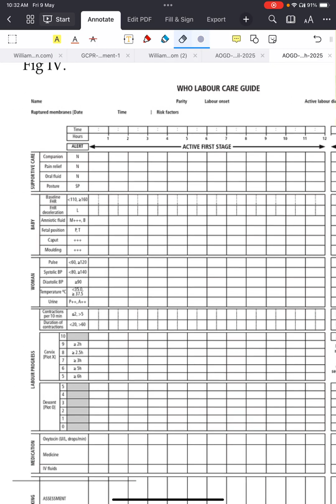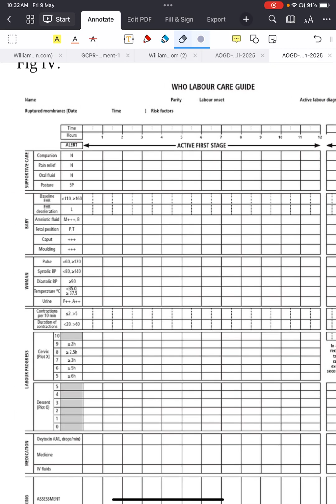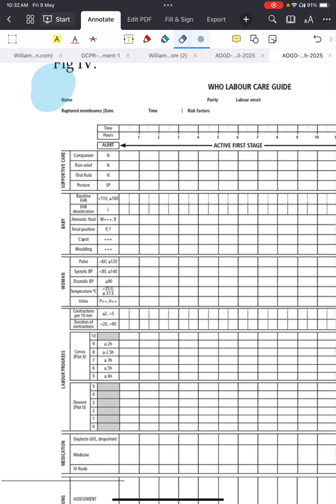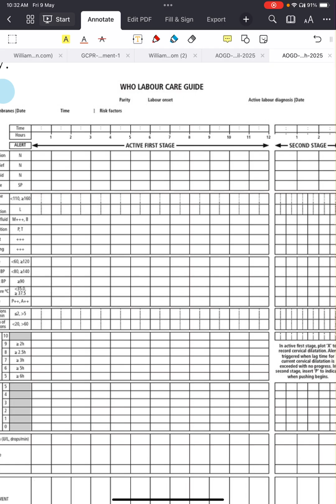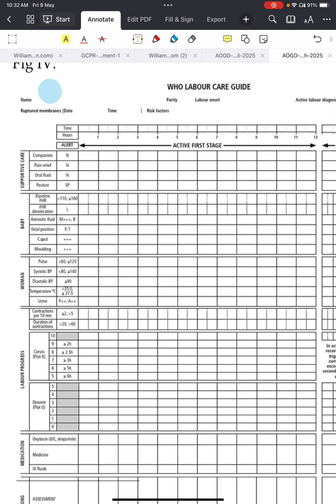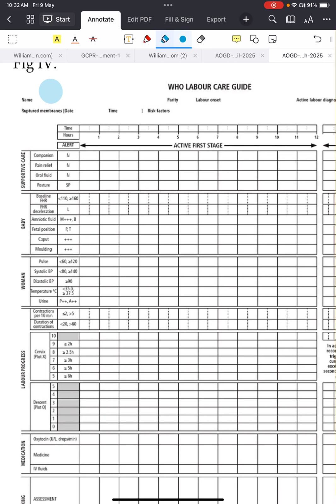If we see, first there are 7 sections. So this is the first section. You have name, parity, labor onset, active labor diagnosis and date, rupture of membrane, and any risk factors should be written. Next you have supportive care: companion, pain relief, oral fluids, and posture. Then you have baby, then you have mother.